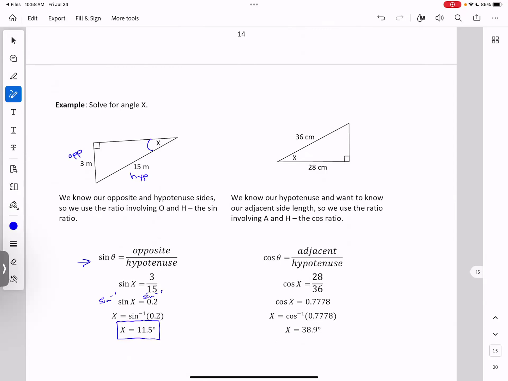Okay, next question. So step 1, always label your triangle. So relative to this angle x we're trying to solve for, we've got 36 centimeters, which is our hypotenuse. And then this 28 would be our adjacent side. So we're looking for a ratio that involves adjacent and hypotenuse, which is cosine. So cosine of any theta is adjacent over hypotenuse. That means cosine of our angle x is 28 over 36. You can use your calculator to find the decimal equivalent of that. And then to solve for the angle, you're going to take the cosine inverse of that to get 38.9 degrees.